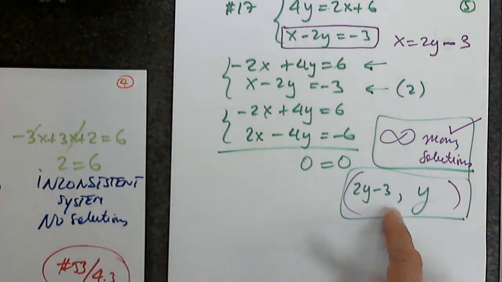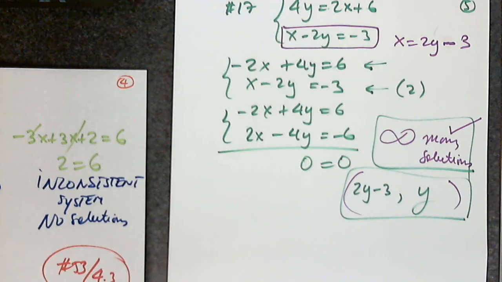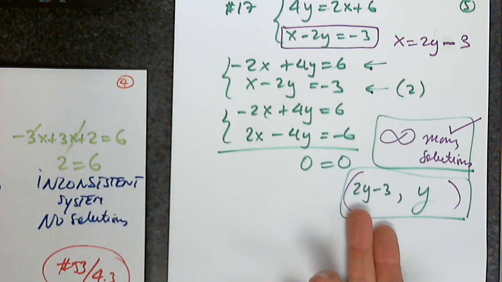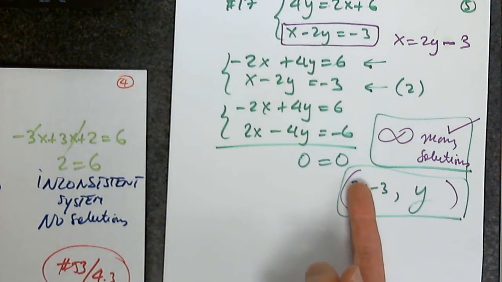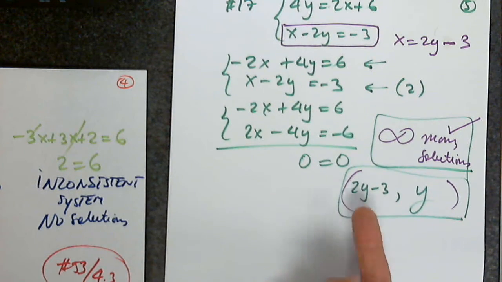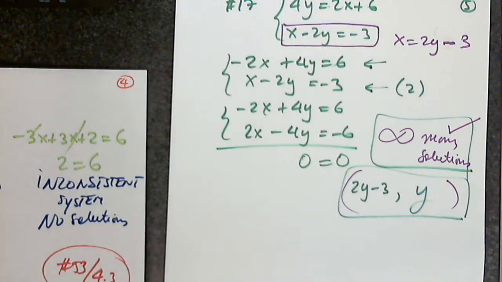So that's why this is a better notation, because I can give you ordered pairs. I pick any y, I have to calculate x. So if y is 0, then x is negative 3. If y is 1, then x is negative 1. If y is such and such. So that we prefer that.